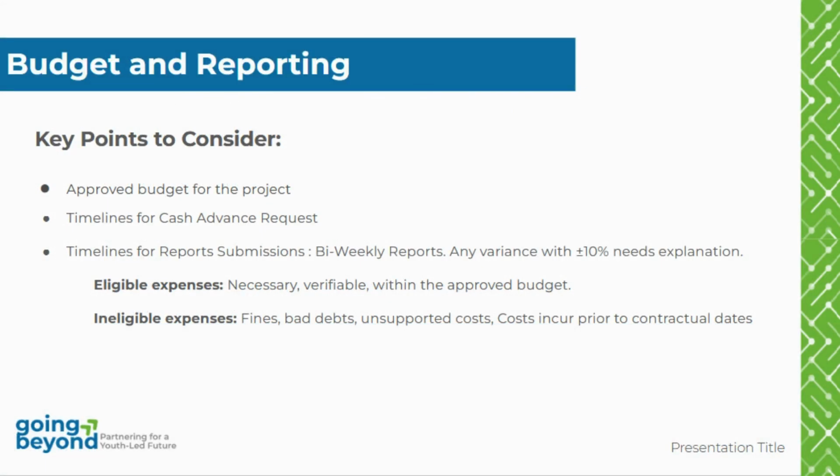The agreed-upon budget will become the contractual approved budget for the project to be undertaken. Cash advance requests will be based on the milestone and agreed timeframe for disbursement throughout the contractual period. Expenditure reports will be submitted to DOT with all the supporting documents bi-weekly. Variances exceeding 10% must be explained, and expenses must align with the guidelines to ensure accountability. I have also highlighted some of the eligible and ineligible expenses as indicated in this presentation. Note well that budgeting and reporting are critical to financial transparency.